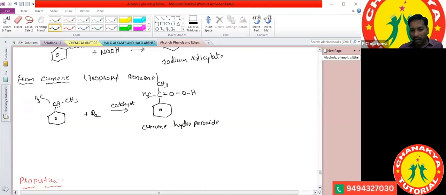After formation of the peroxide, it undergoes the acid hydrolysis reaction, that means hydrolysis in the presence of acid. Which acid are we taking? Dilute sulfuric acid. If you add sulfuric acid, it undergoes an intramolecular rearrangement reaction and forms phenol.